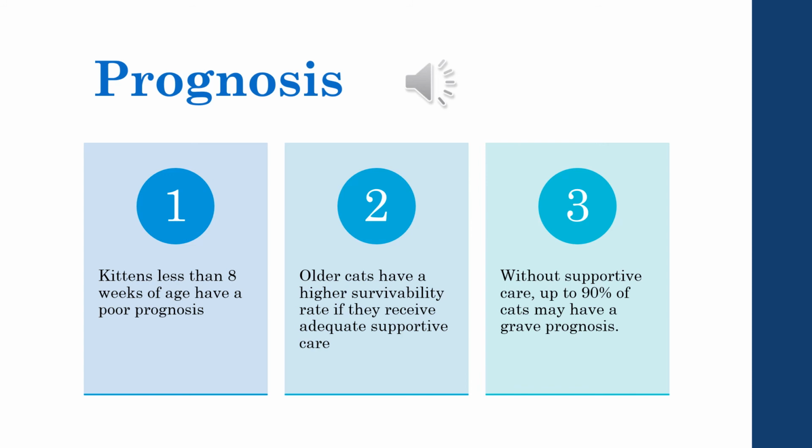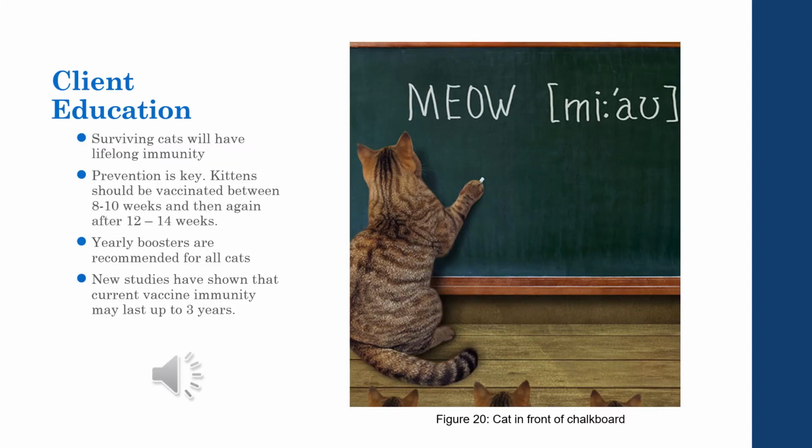Prognosis for this disease is often guarded, and it depends on their life stages. Kittens less than 8 weeks of age have a very poor prognosis. Older cats have a higher survivability rate if they do receive adequate, proper supportive care. Without supportive care, up to 90% of these cases have a grave prognosis. Surviving cats often will have lifelong immunity, but prevention is key.